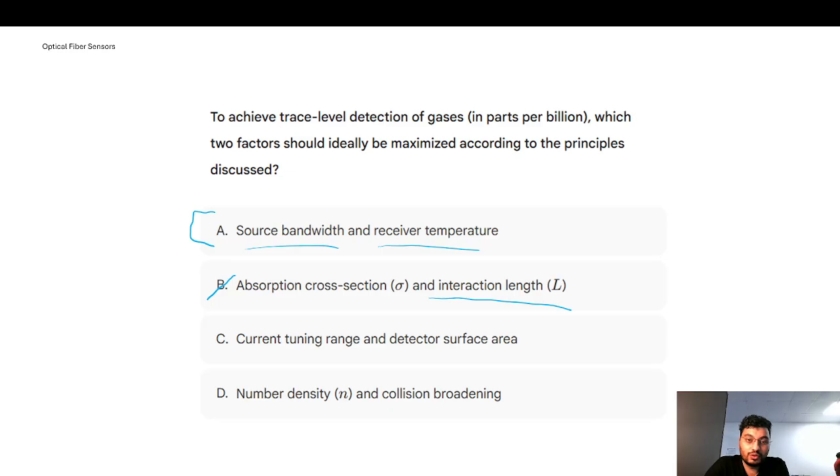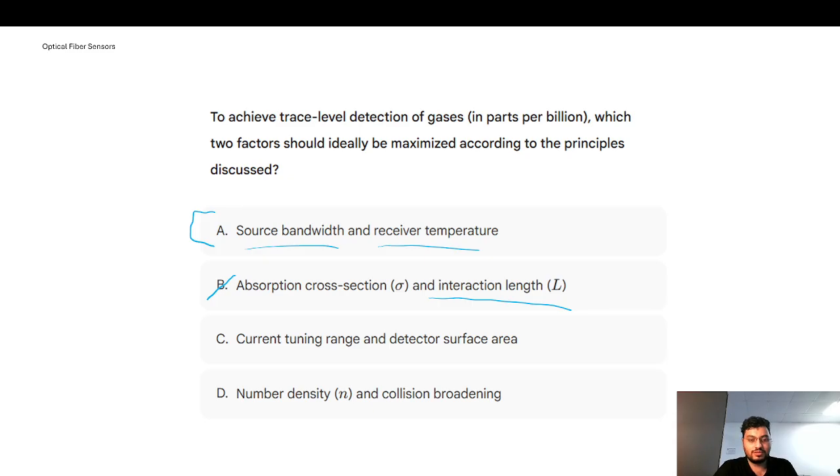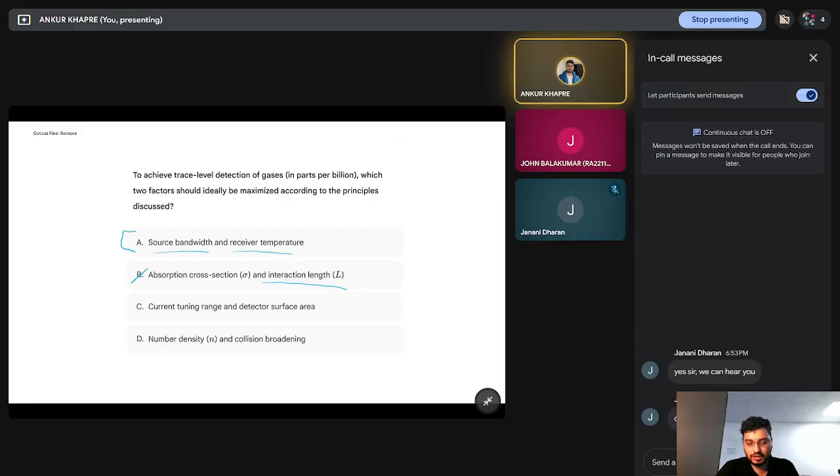To detect the stress level like a part per billion, if you increase the L interaction length, then it will not be that much efficient to detect up to ppb. Okay, understood? Yes. Okay, so Janani is correct here.